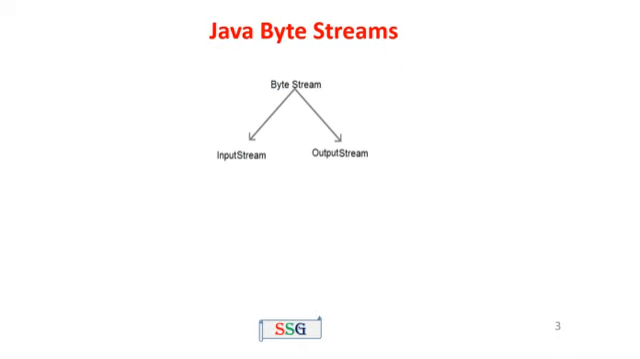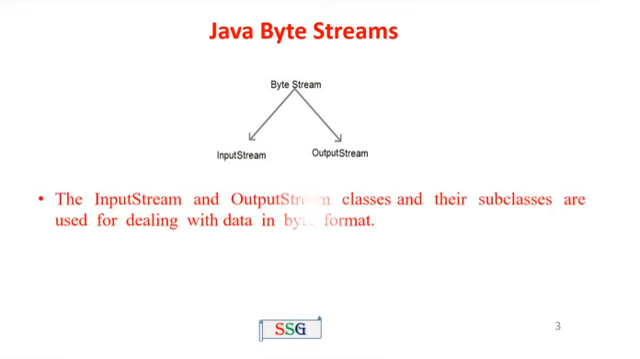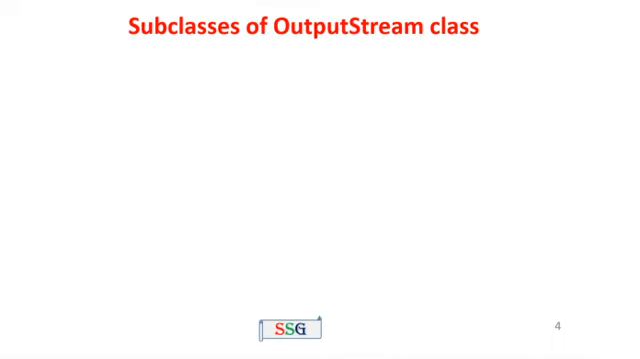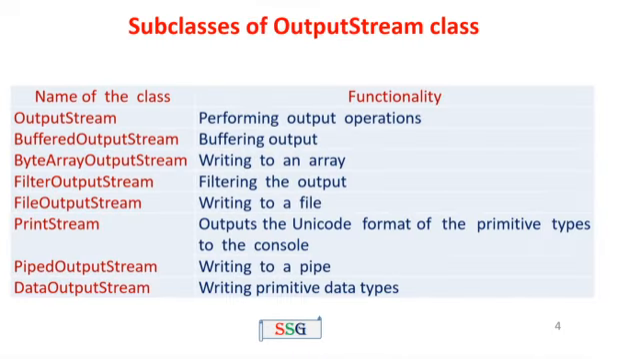Java byte stream consists of two subclasses, one is input stream as well as output stream. The input stream and output stream classes and their subclasses are used for dealing with data in byte format. First one, subclasses of output stream. Output stream means write the data into the file. Some of the subclasses of output stream are as follows. The left hand side represents the name of the class, the right hand side represents the functionality of the class. The first one, output stream, performing output operations.